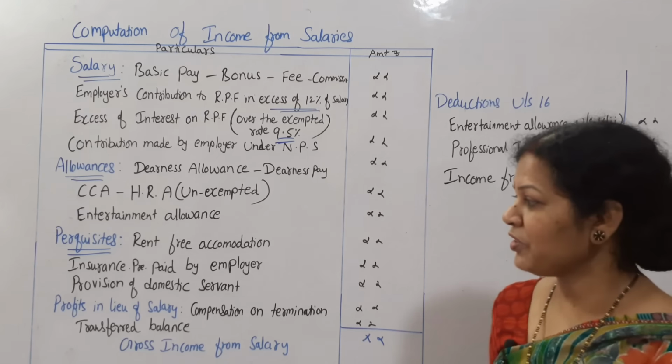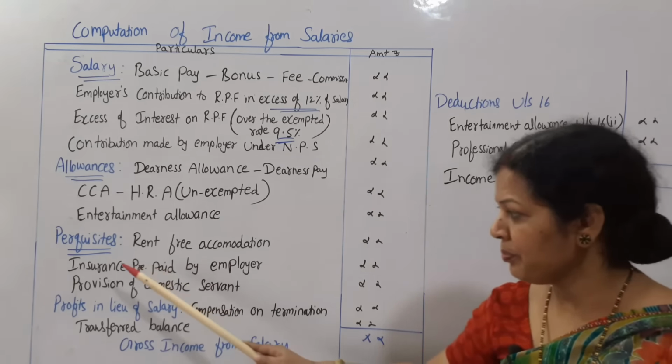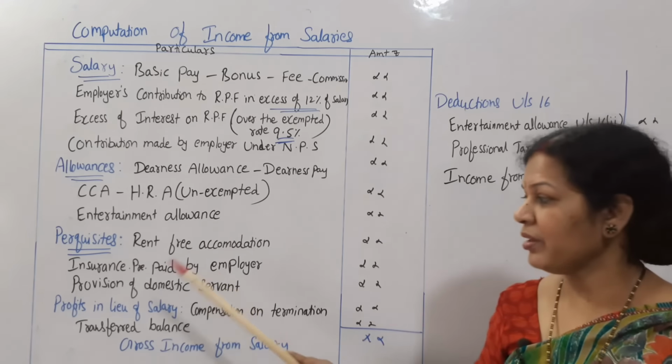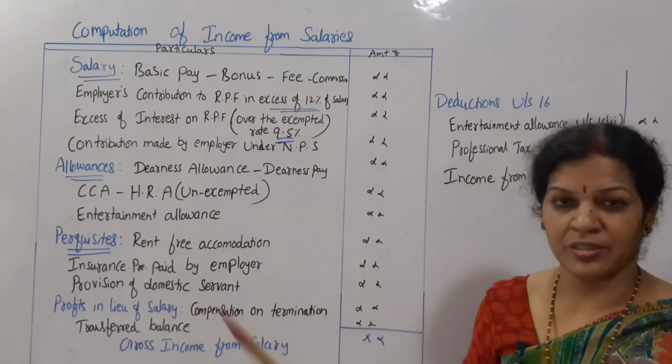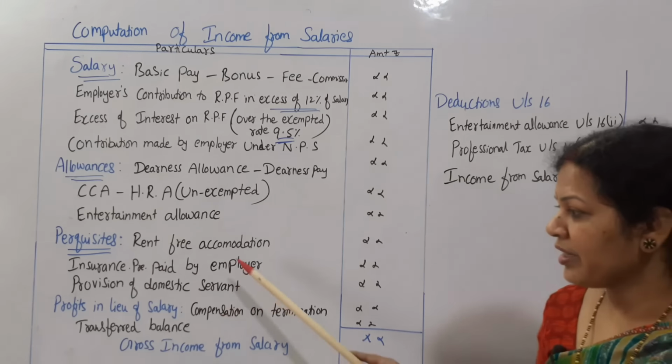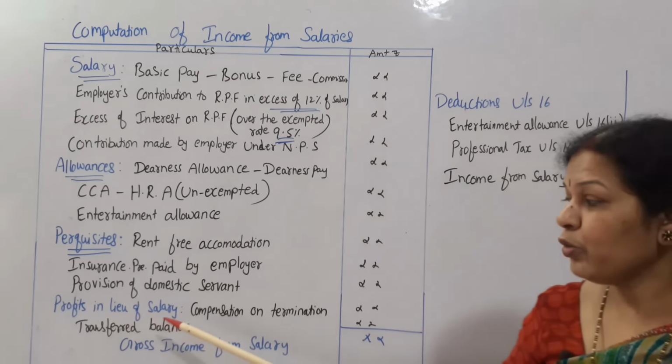What are the extra benefits? Rent free accommodation, insurance prepaid by the employer, and third one is the provision of the domestic servant. These three we consider as perquisites. If perquisites are there in the problem, then we have to consider them under this column. Next, the last one is profit in lieu of salary.